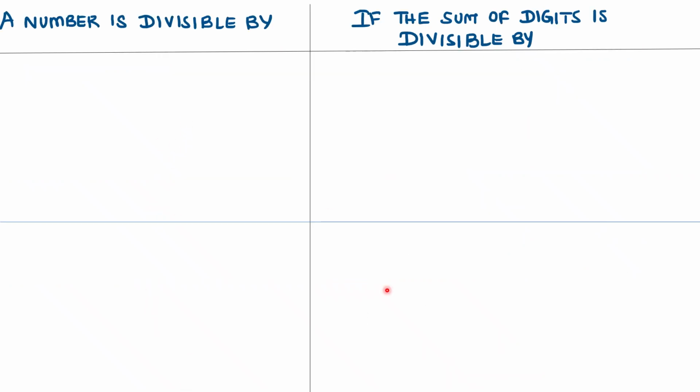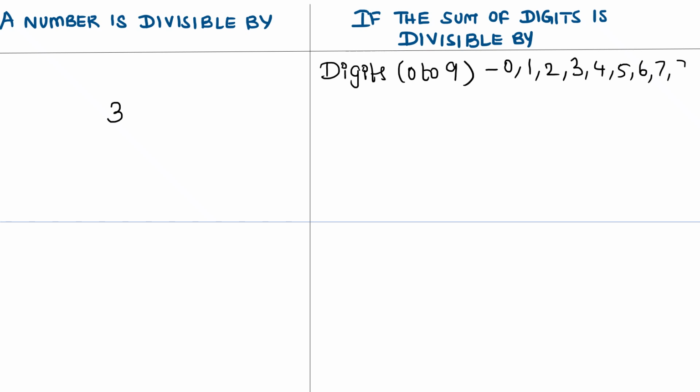Next, we will see the divisibility rule of 3. For this, you must have a very good understanding of the sum of the digits. When you talk about digits, digits means 0 to 9. Individually, I am telling here 0, 1, 2, 3, 4, 5, 6, 7, 8, 9. These are called the digits.